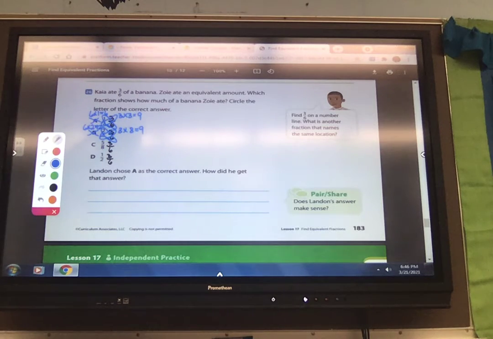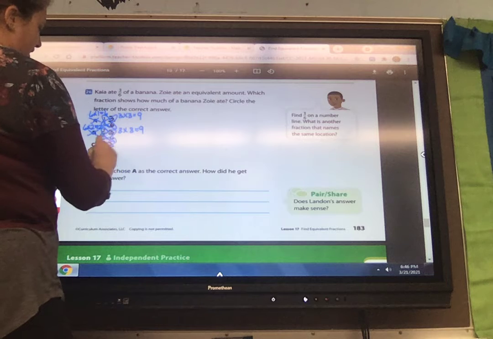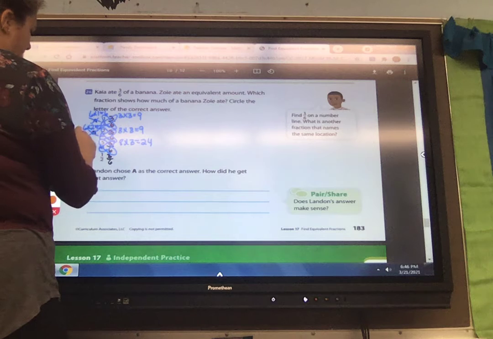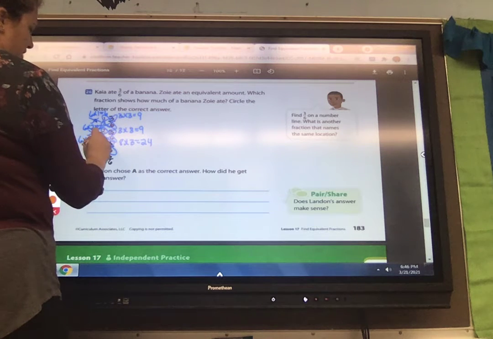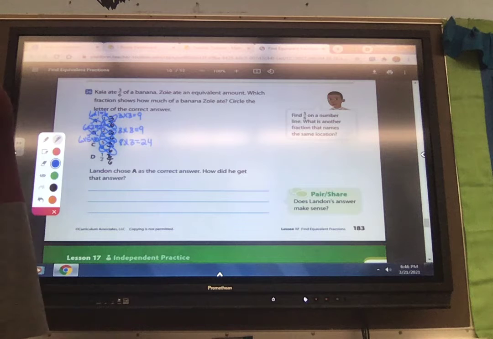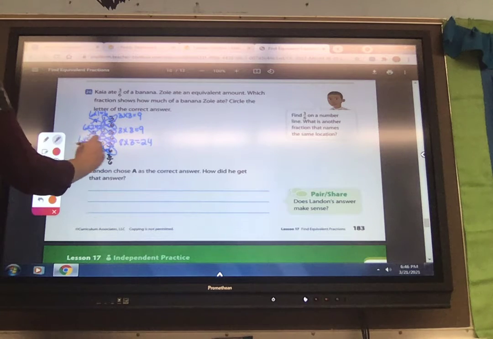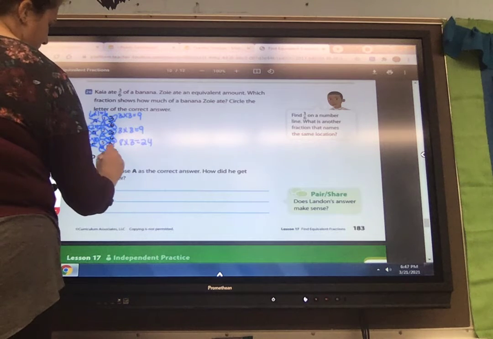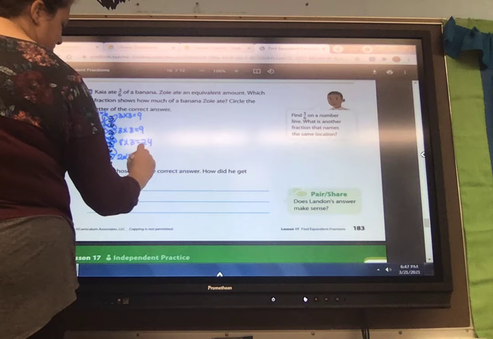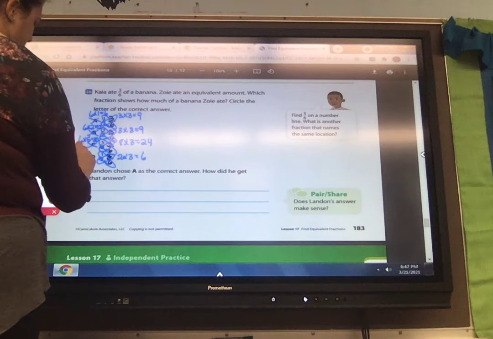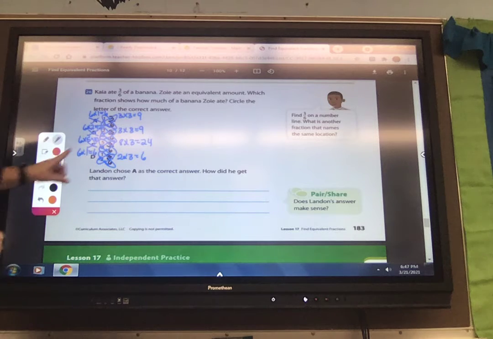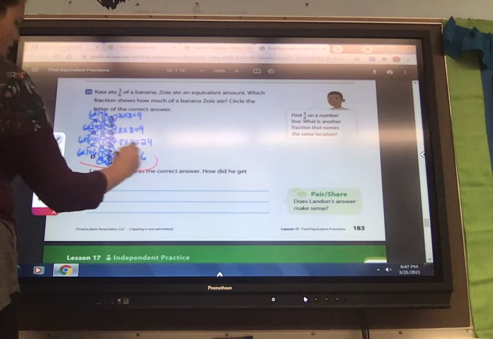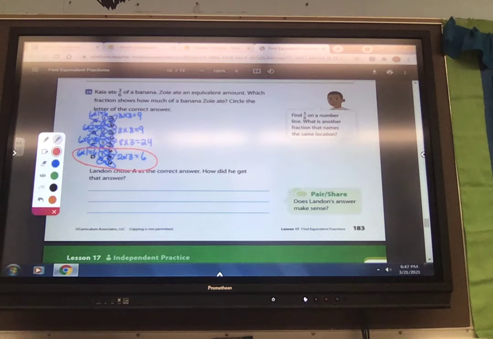Let's try C. 8 times 3 is 24. 6 times 5 is 30. 30 and 24, are those equivalent? No. C is out. Now let's butterfly D. Bottoms up. 2 times 3 is 6. 6 times 1 is 6. Is 6 and 6 equivalent? Yes. So our equivalent fraction is D.